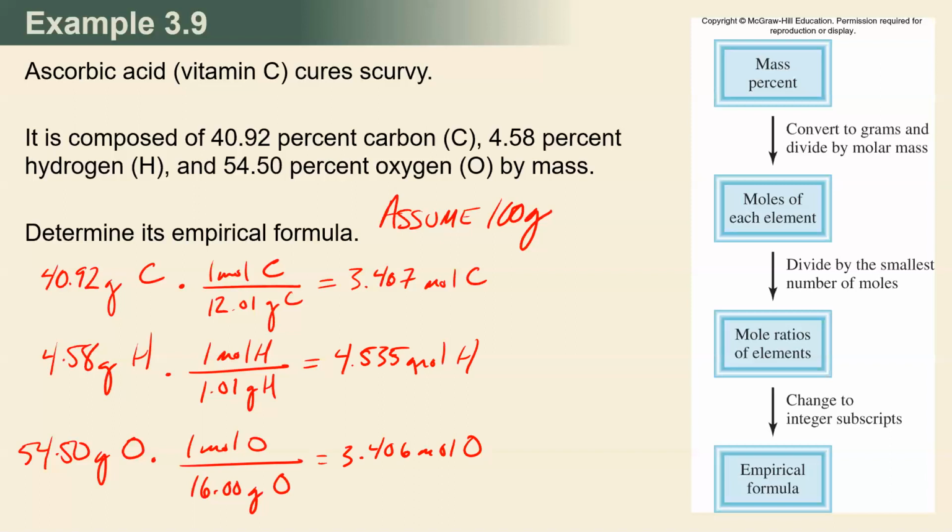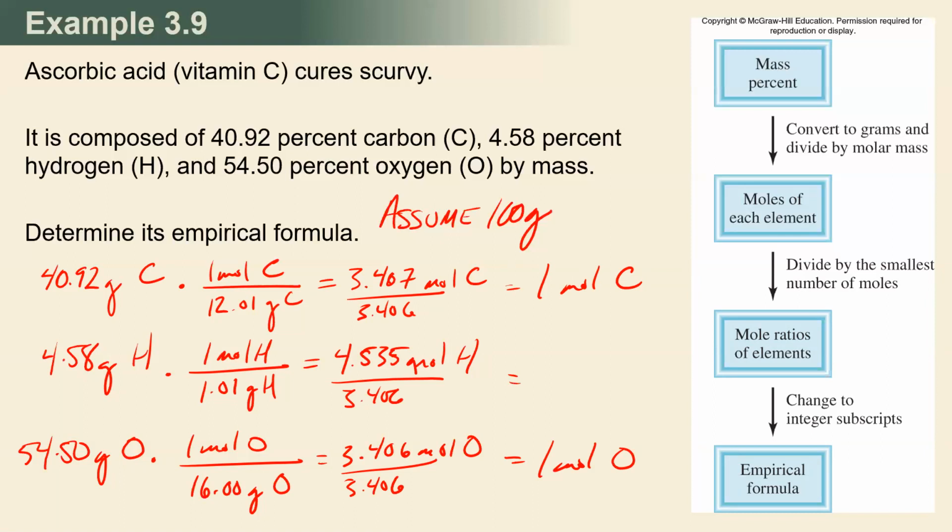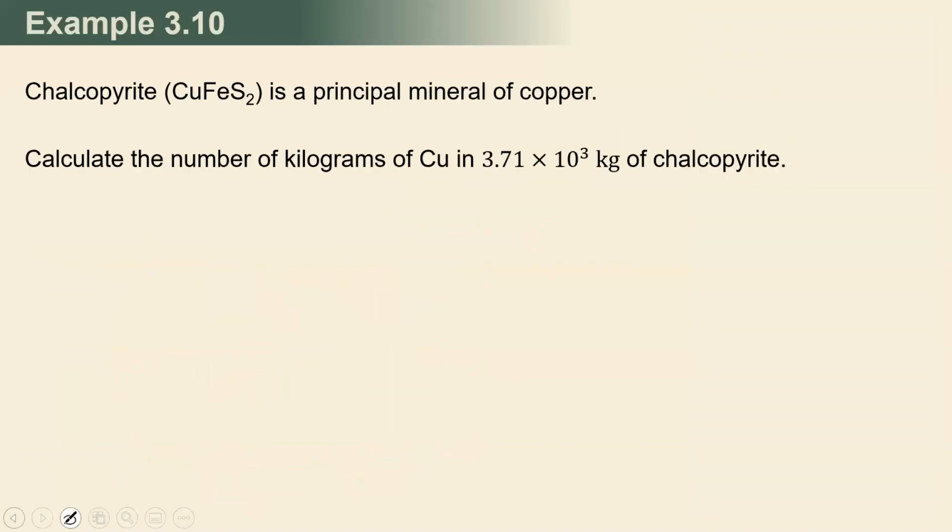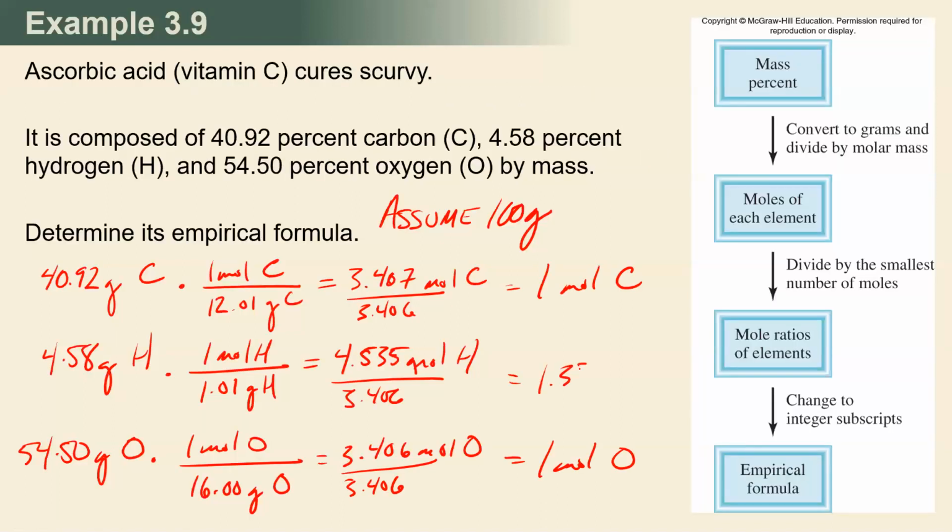Divide all of them by the smallest mole number. That's right. We're going to divide all these by 3.406. That gives us 1 mole for carbon and 1 mole for oxygen. For hydrogen, we end up with 1.33 moles of hydrogen.